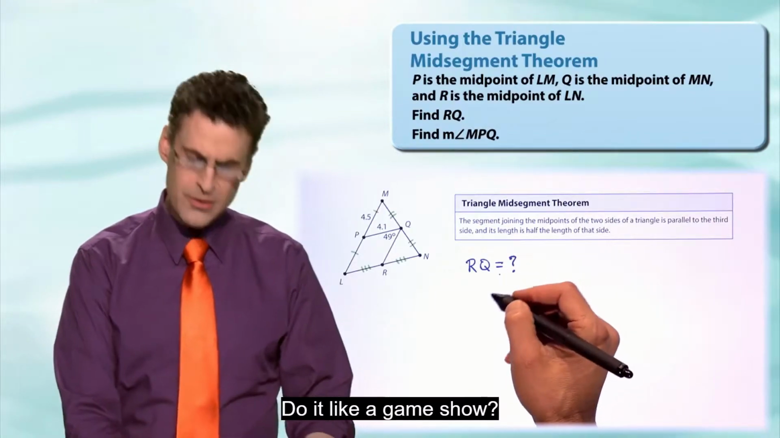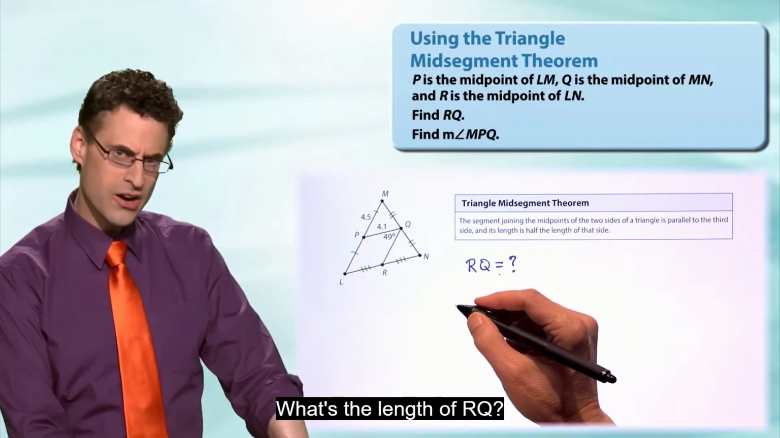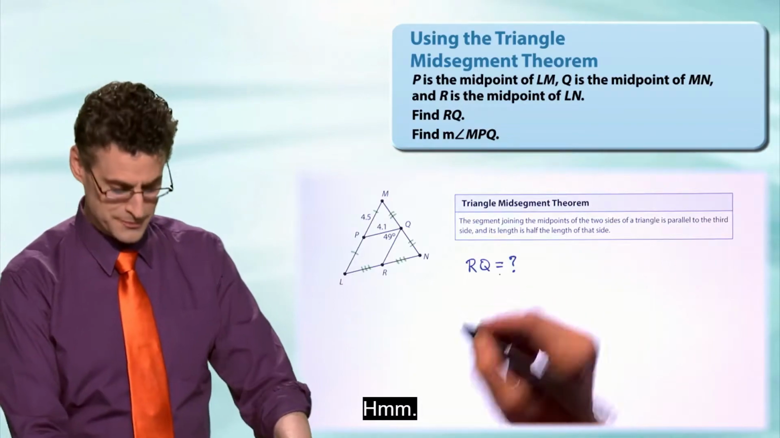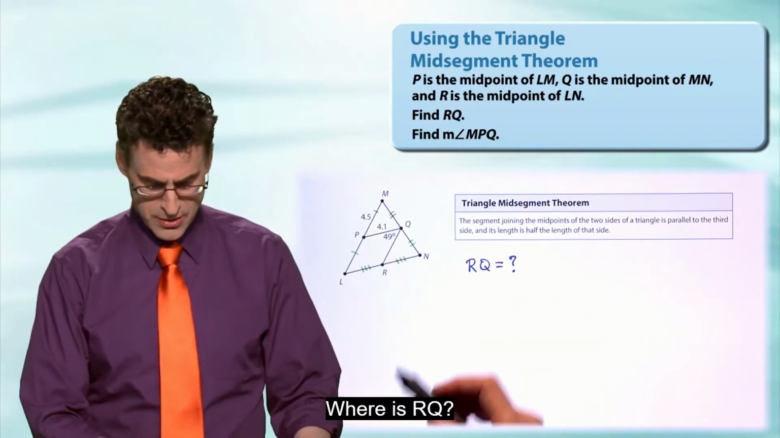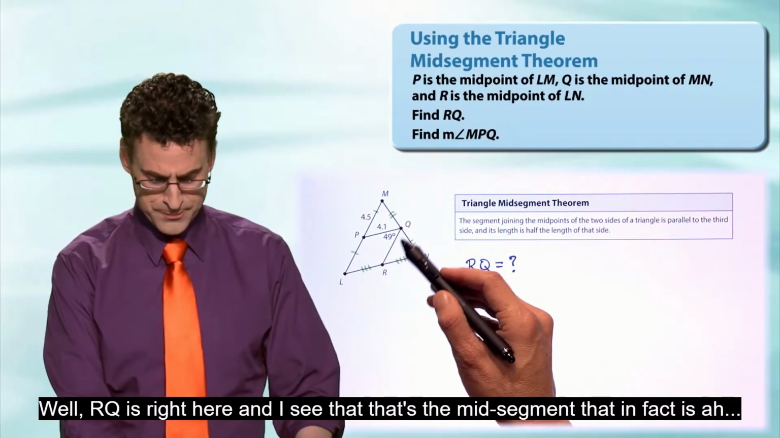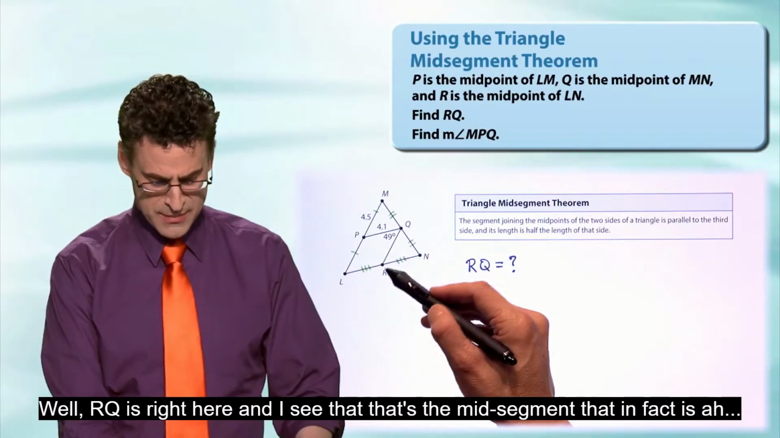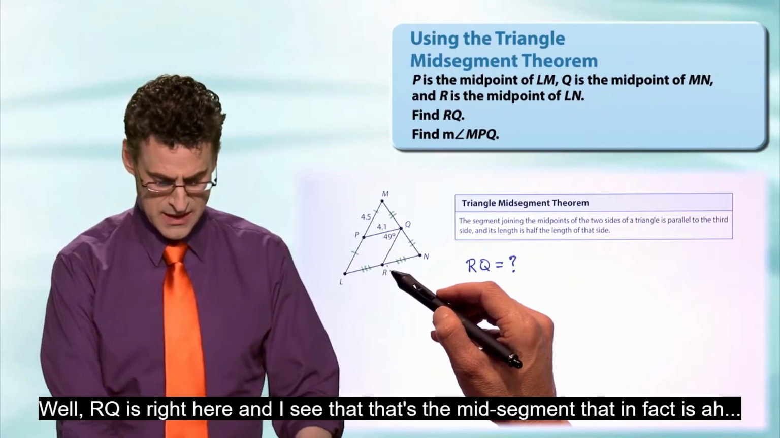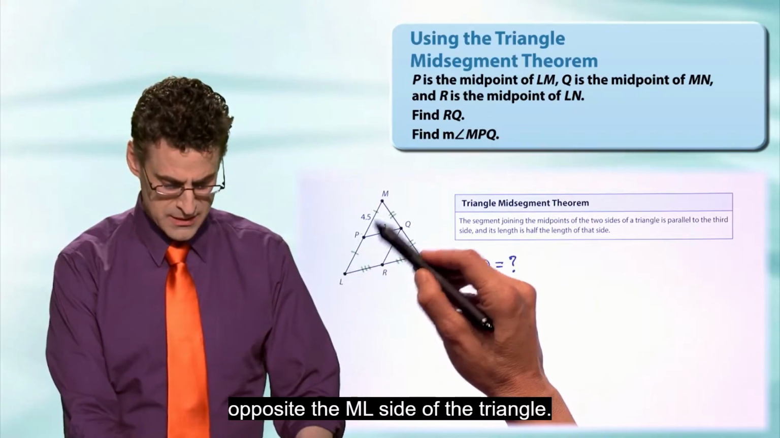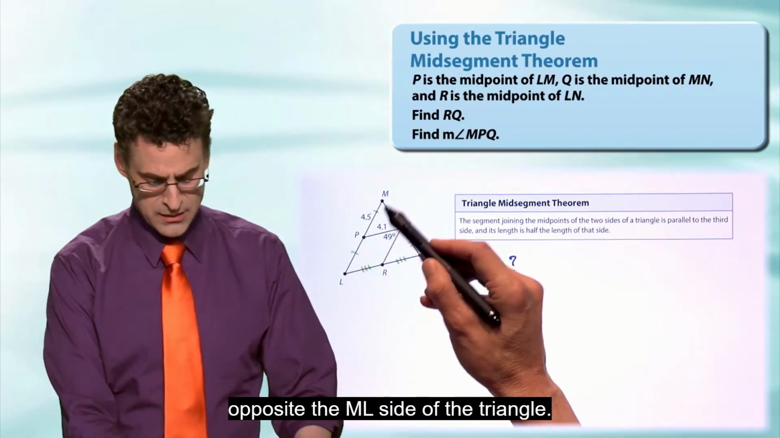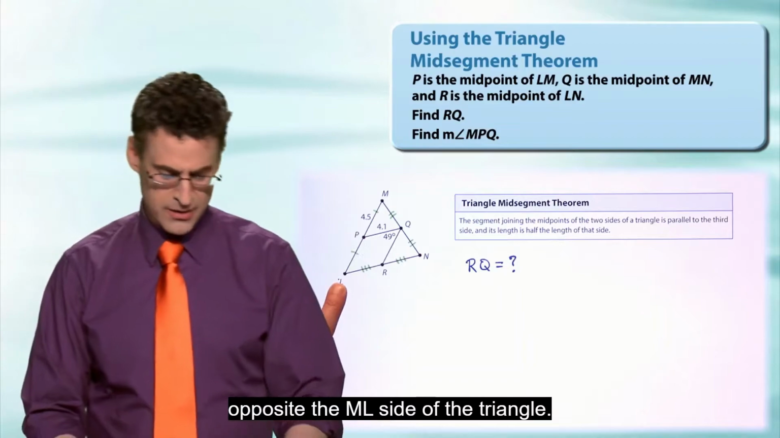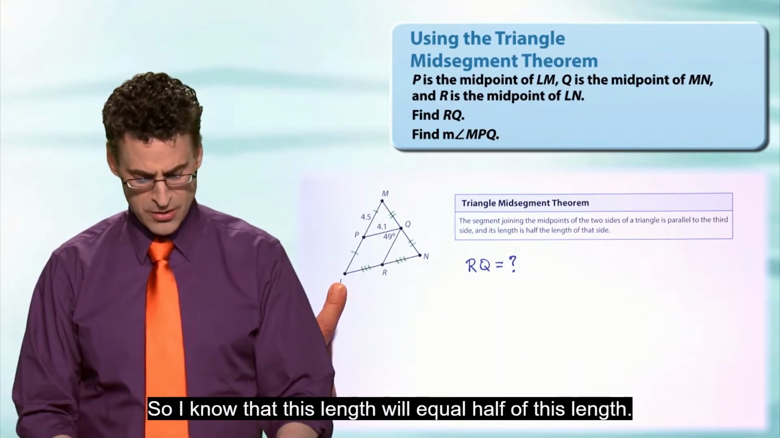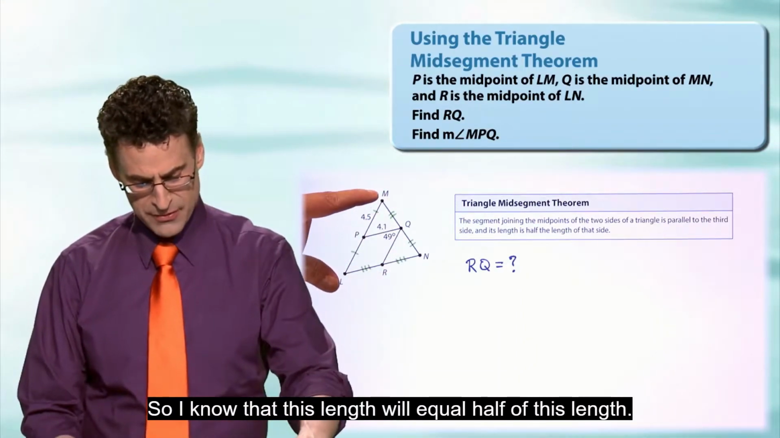Do it like a game show. What's the length of RQ? Well, let's take a look. Where is RQ? Well, RQ is right here, and I see that that's the mid-segment that, in fact, is opposite the ML side of the triangle. So I know that this length will equal half of this length.